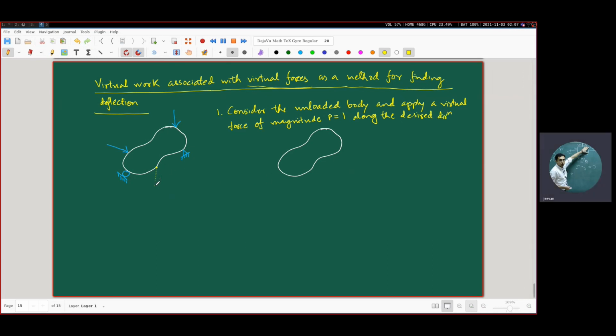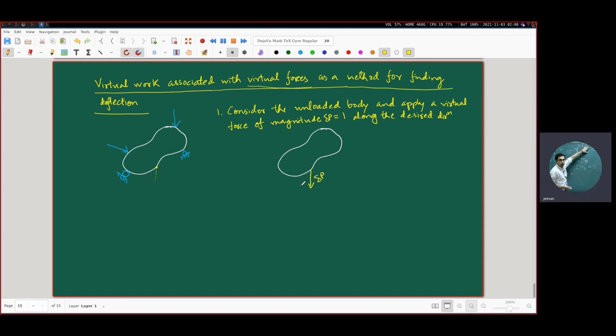Our desired direction was along this yellow dotted line. We will apply our virtual force, maybe this one, yellow. So we say that this is delta P. Mind you that the magnitude of this P is equal to 1. In fact, I should write this as delta P is equal to 1, with the understanding that this 1 is like a virtual force. It's not a real force.